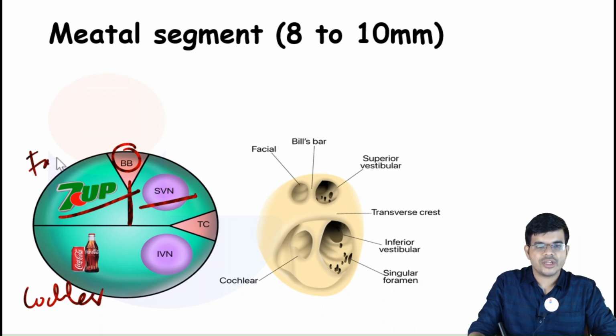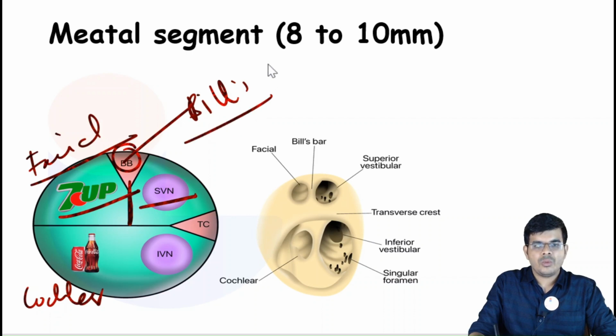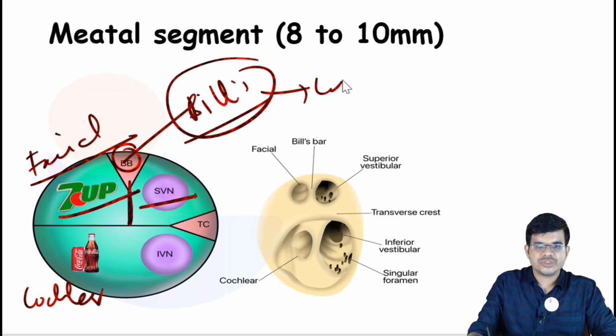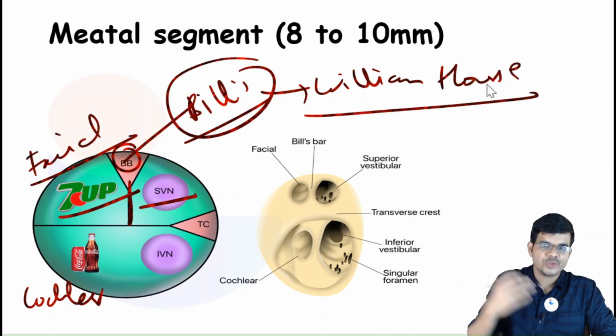Okay, here we have the facial nerve, and it is being separated from the superior vestibular nerve by the Bill's bar. And who is this Bill named after? It is named after William House, who is the father of neuro-otology. Okay, all these things we have already discussed. I am just trying to revise those points, because it has been asked for the exam.